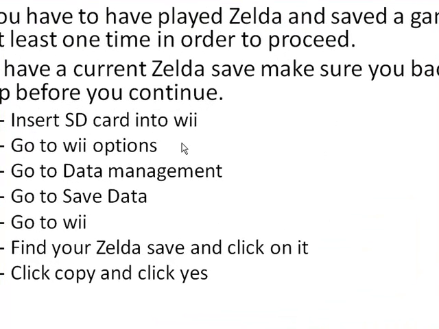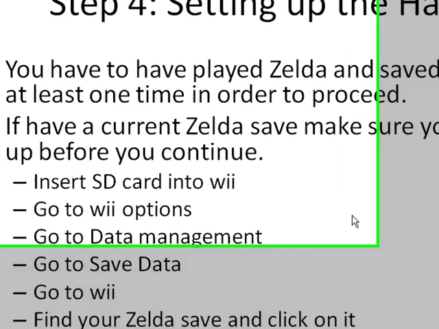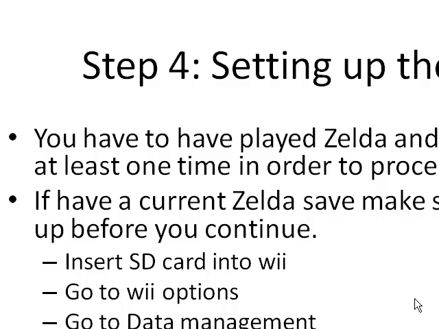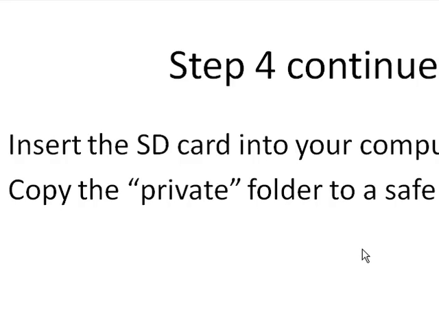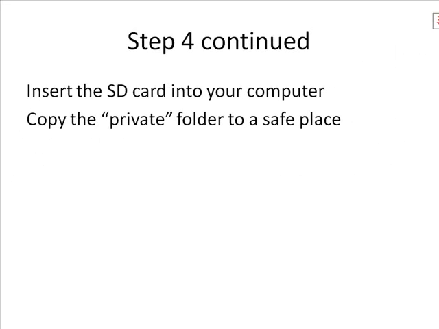But to back it up, just insert your SD card into your Wii, go to Wii options, go to data management, go to save data, go to Wii, find your Zelda save, and click on it, and then click copy and click yes. Now take your SD card out and move it to your computer. Open up your SD card in your computer and copy the private folder to a safe place. And then just delete the private folder off your SD card.